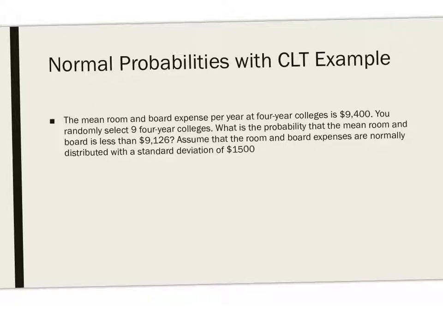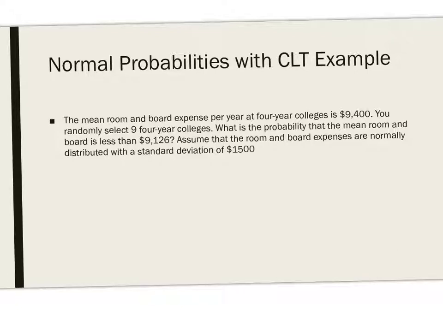Let's look at one more example. The mean room and board expenses per year at a four-year college is $9,400. You randomly select 9 four-year colleges. What is the probability that the mean room and board is less than 9,126? Assume that the room and board expenses are normally distributed with a standard deviation of 1,500.